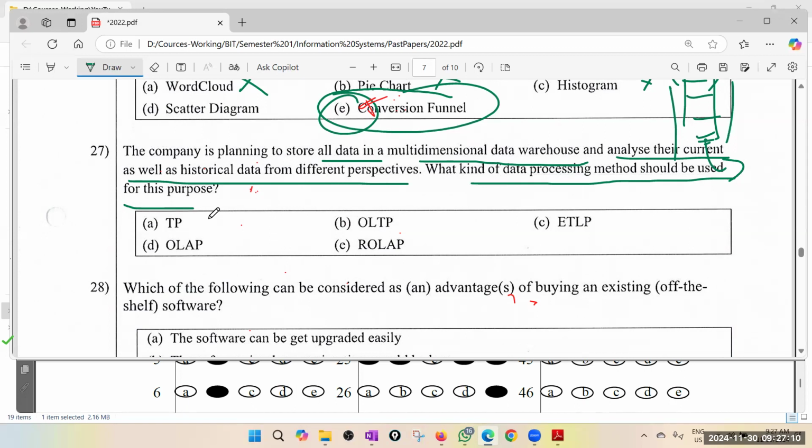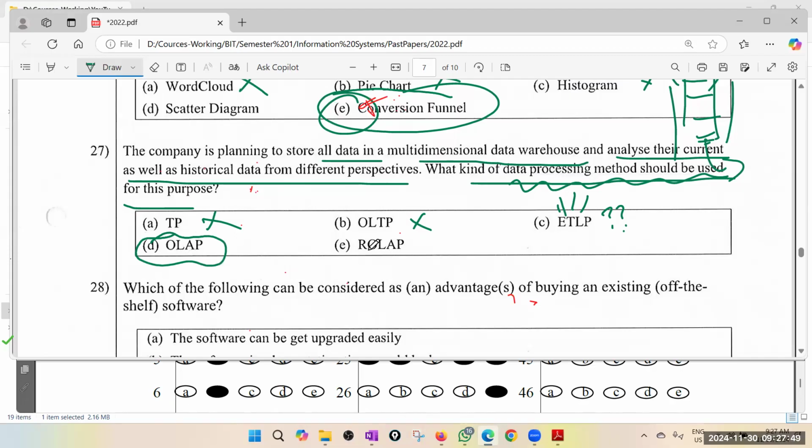TP, transaction processing, no. Online transaction processing, no. ETL processes, we used to gather data from different databases and prepare the data warehouse. That is when you prepare the data warehouse. So pump data to the data warehouse. But the question is what kind of data processing method? I don't know whether the examiner will take this because this is also part of the processing. But this is more when you prepare the data warehouse. We discussed that. Okay. Online analytical processing, yes. So that is online analytical processing. So it's all about analyzing data.